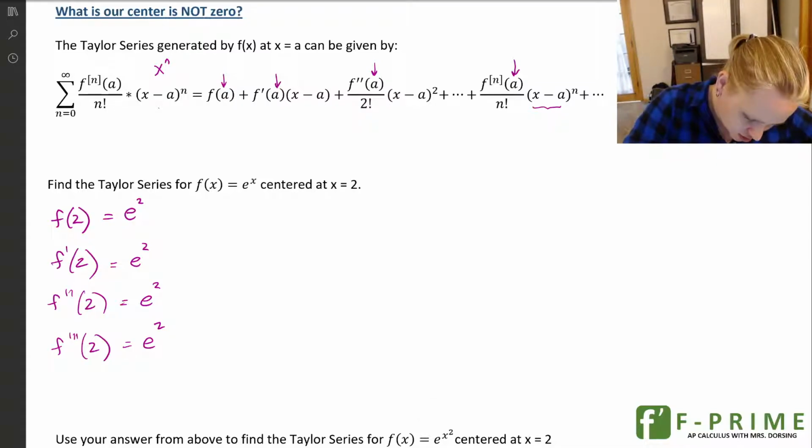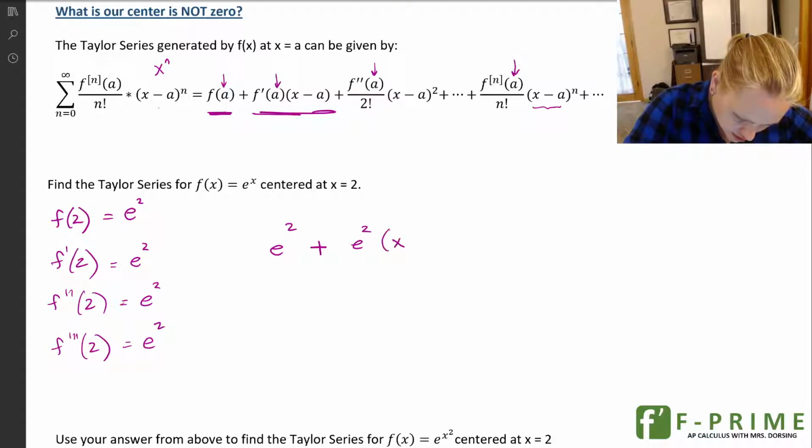So now my Taylor polynomial, or my series, is going to look like this. f of 2, which is e to the 2, that's this one right here, plus f prime of 2, well that's e to the 2 times x minus 2.